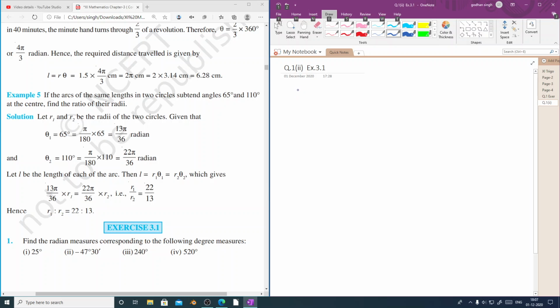Question number 1, second part, exercise 3.1. So second part is minus 47 degree 30 minutes, and we have to convert this in terms of radian measure. So solving this one, we know that 180 degree equal to pi radians. So therefore we can say that 1 degree equal to pi by 180.